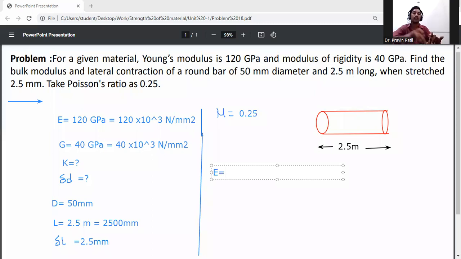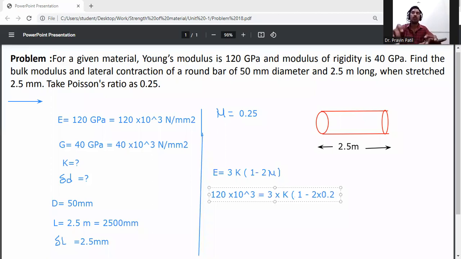So you know the relation: E is equal to 3K into (1 minus 2 mu). Put all these values here and we will get the K value from this relation. E is equal to 120 into 10 raised to the power 3, equal to 3 into K into (1 minus 2 into 0.25). The only unknown value here is K. So we get K from this relation: 120 into 10 raised to the power 3 divided by 3 into (1 minus 2 into 0.25).